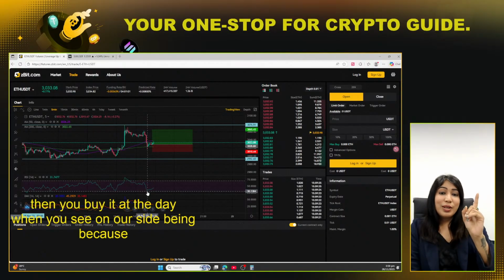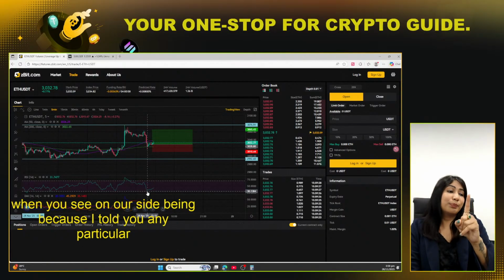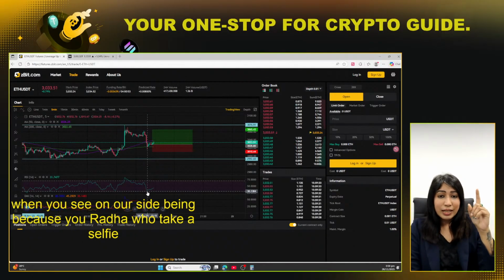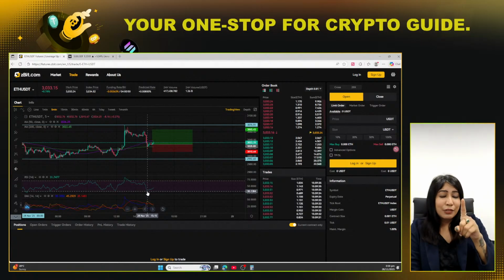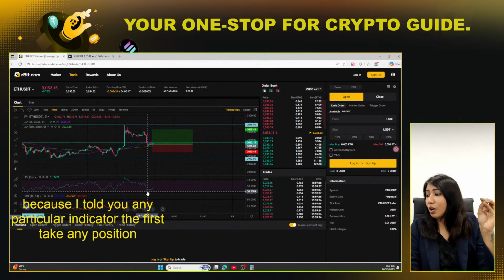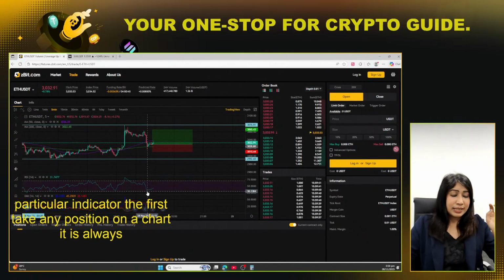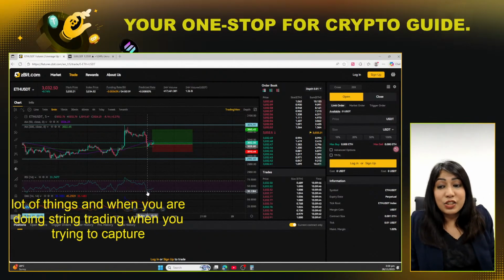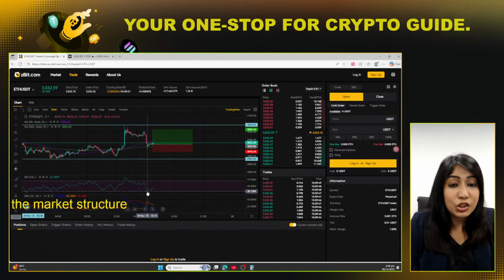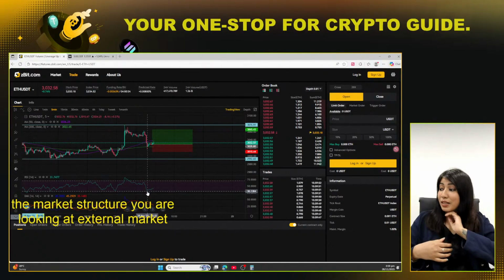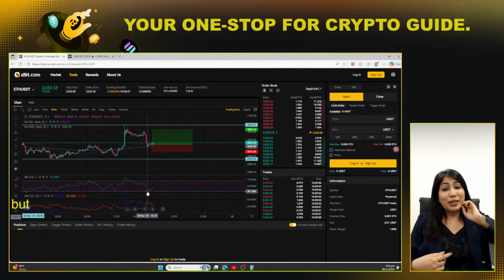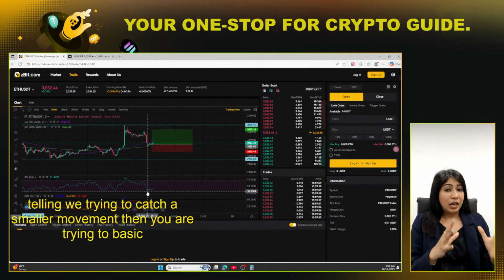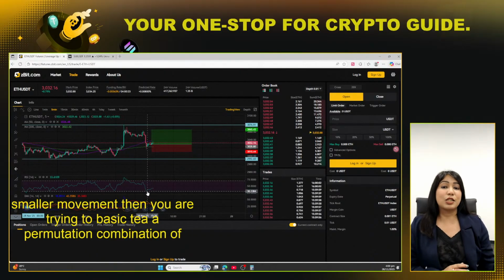So that's why I told you, for any particular indicator, the first and foremost rule is you cannot take any position basis one indicator, looking at one parameter, because on a chart it is always a permutation combination of a lot of things. And when you're doing swing trading, when you're trying to capture bigger movements, you're looking at the market structure, the external market structure, the internal market structure, the chart patterns and whatnot. But when you're doing scalping or you're trying to capture smaller movements, then you're trying to see a permutation combination of everything that's possible.